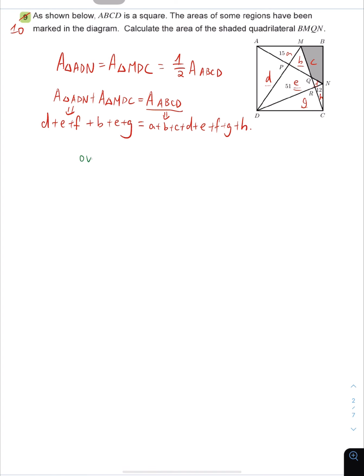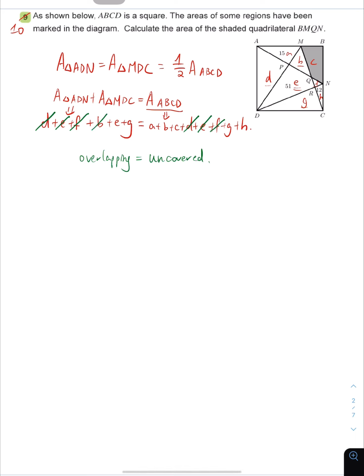Using the overlapping equals uncovered. So how does it work? Basically, we can just take away the same terms that we have on both sides of this equation, right?